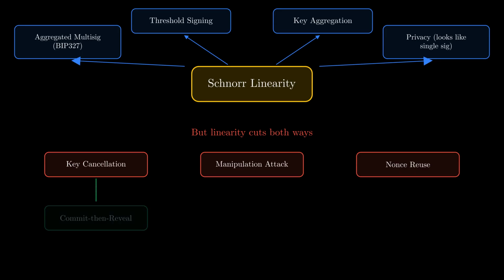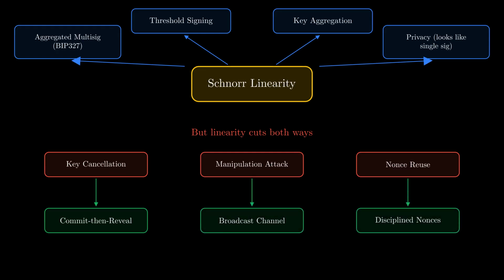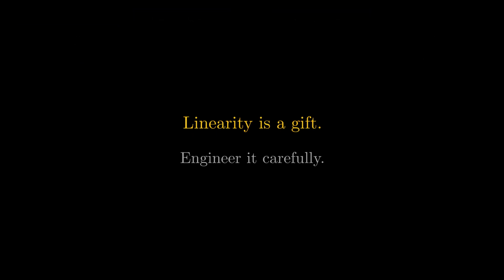The defenses are known: commit before reveal, broadcast every message, generate nonces with discipline, and use audited implementations like libsecp256k1. Aggregated signatures look like single signatures on-chain, threshold signatures hide who signed, and one bad nonce can break the whole group. The elegance is real, so is the responsibility. Schnorr's linearity is a gift that keeps unfolding, and the work of safely unfolding it isn't done.